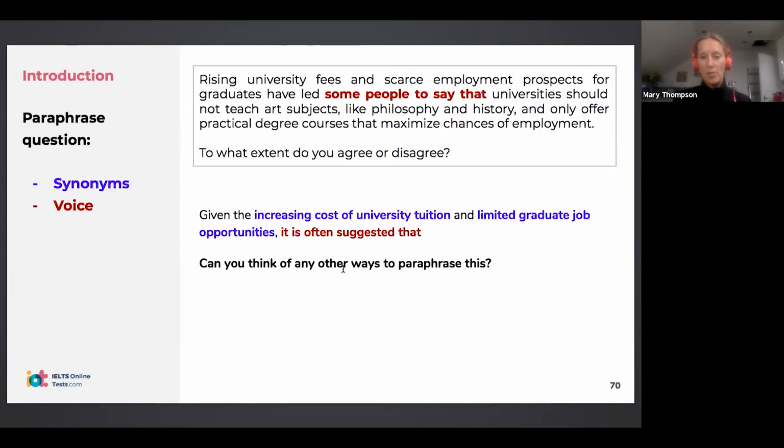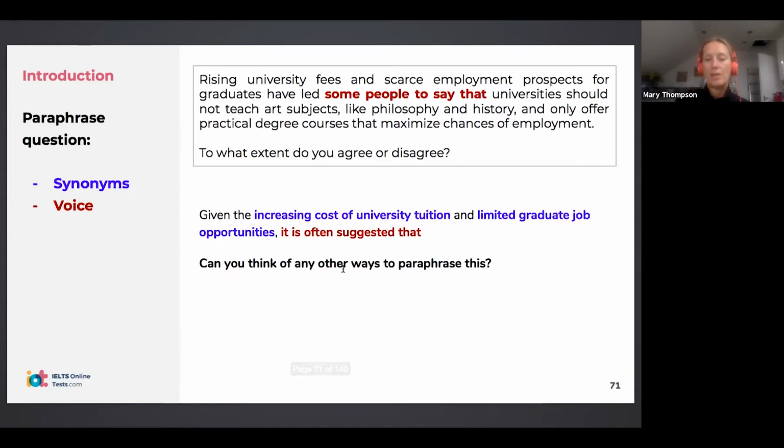Can you think of any other ways to paraphrase this? So Takashi gave a good example. It's often said that. Can you think of any other ways of saying this using the passive? It is opined by, yeah, that's a little bit formal. It has been argued. Yes. Good. It is believed that, that's another good one.